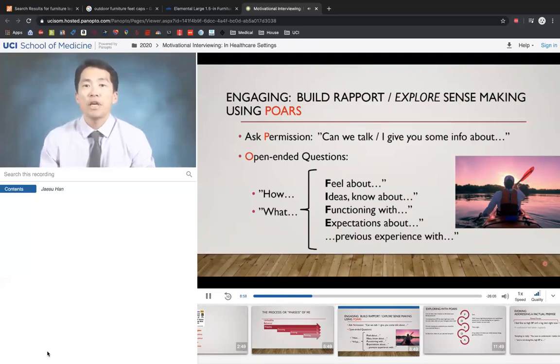And if the patient has had a previous experience with, say, for example, weight loss, you might ask about their previous experience. What we're essentially doing here is exploring the patient's sense making, and that's what I'm trying to illustrate with the picture. This rower is not going in any particular direction. He's exploring, and that's what we're really trying to do during this engaging process of MI, is really exploring the patient's sense making.